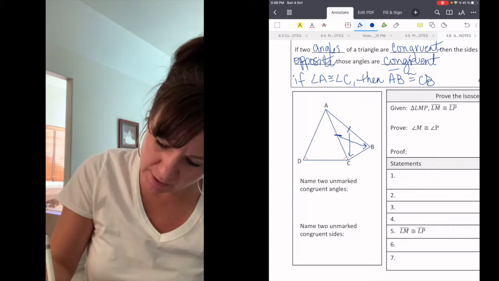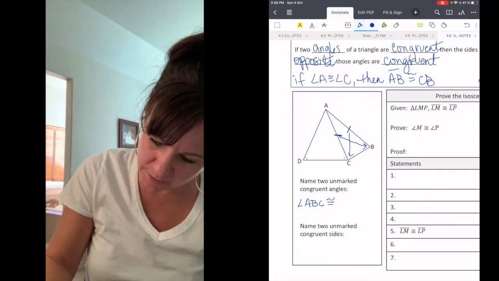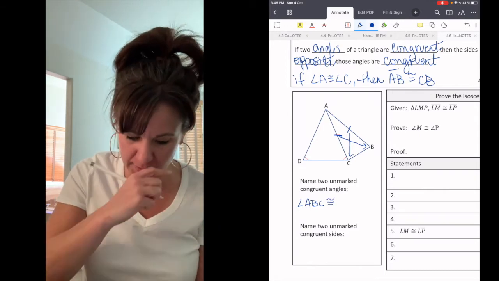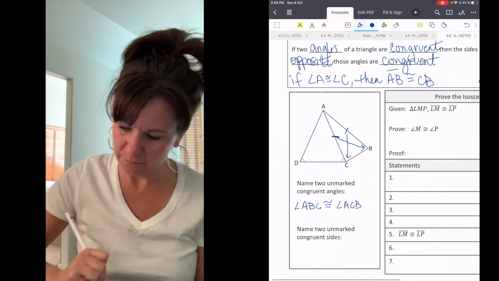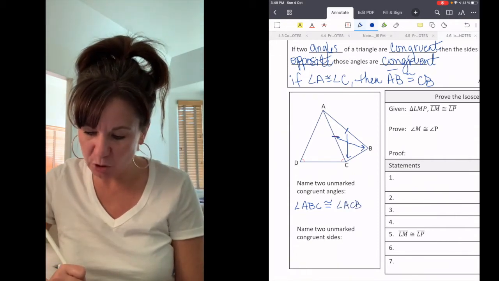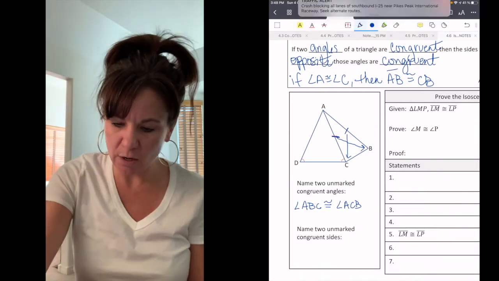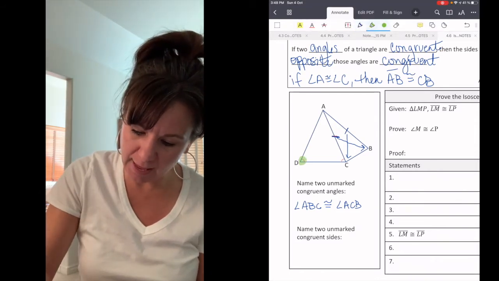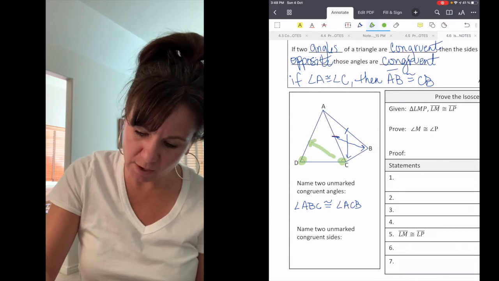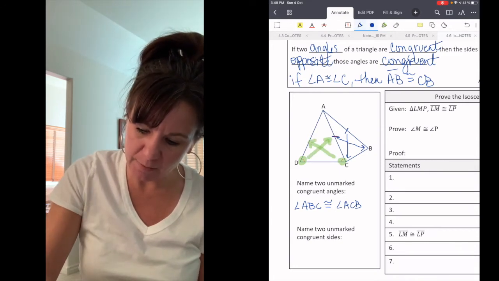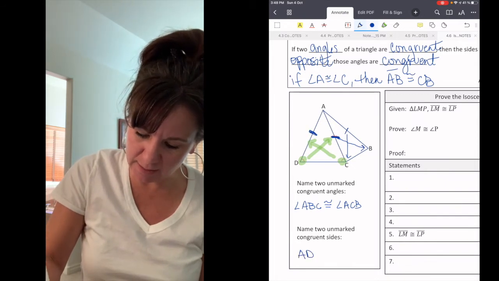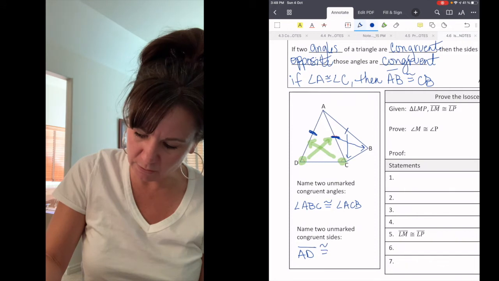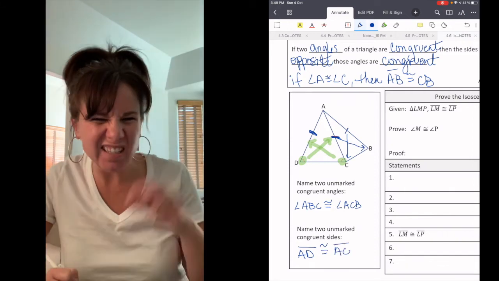So that means we've got angle ABC. We know that angle ABC is congruent to angle ACB. It also says to name two unmarked congruent sides. Well, here we have two congruent angles. So we look directly across from those angles, and we have two congruent sides. So that means that AD is congruent to AC. So that's a mini proof.